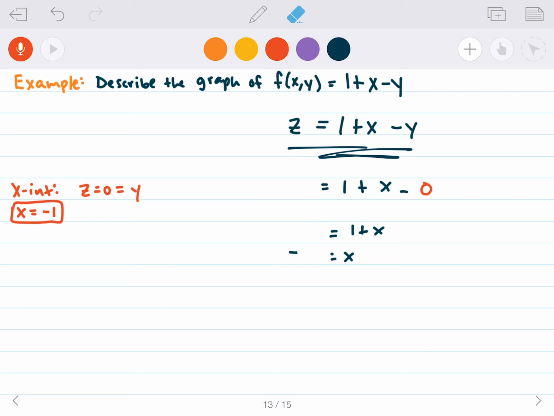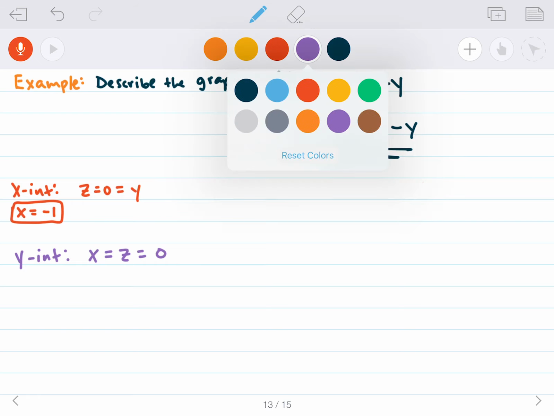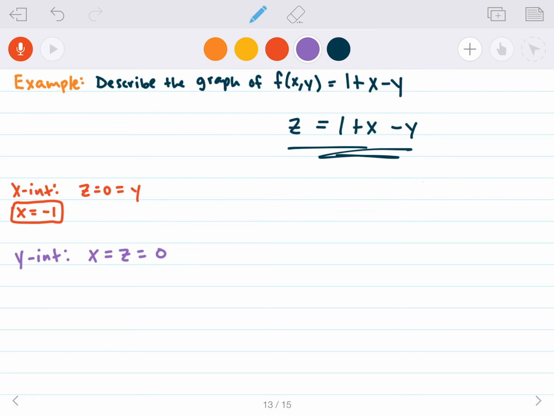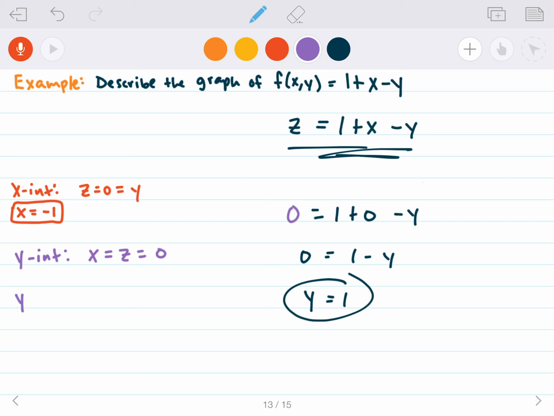And let's go ahead and find the other intercepts as well. Let's do our y-intercept. So this occurs when x equals z equals 0, right? X and z are both 0. And so, again, we're just plugging in those conditions into our equation above. Solve for y: 0 equals 1 minus y, add y to both sides to get y equals 1. So my y-intercept is going to be y equals 1.